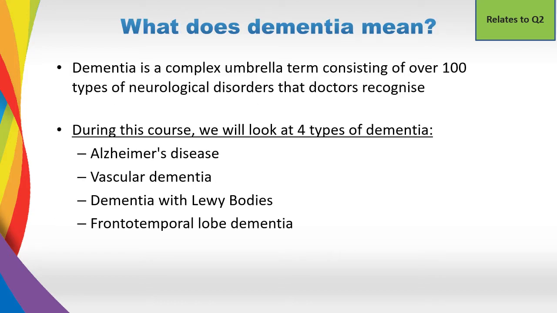So what does dementia mean? Now, dementia is an umbrella term. There are over 100 different types of neurological disorders that doctors may recognise as dementia. During this course, we're just going to look at 4 of those causes or types of dementia. And again, those 4 are Alzheimer's disease, vascular dementia, dementia with Lewy bodies, and frontotemporal lobe dementia.